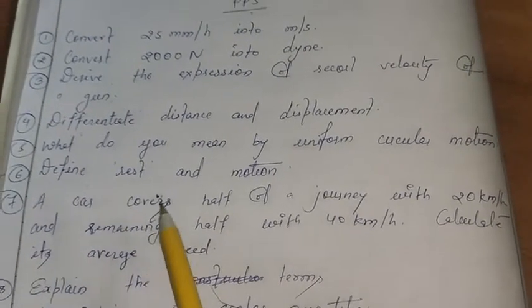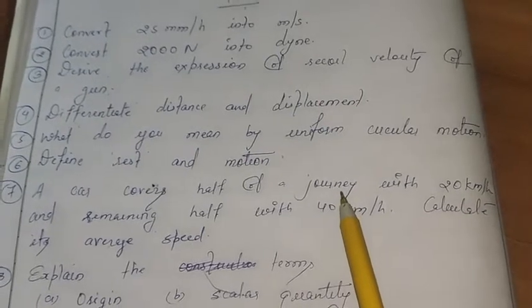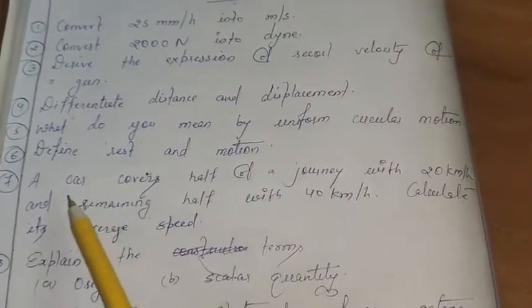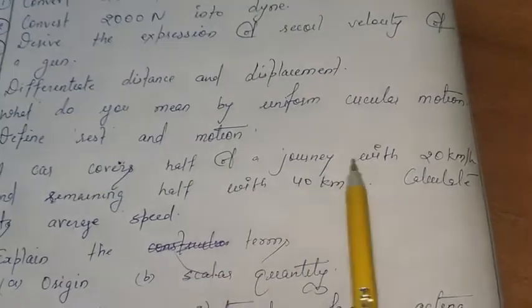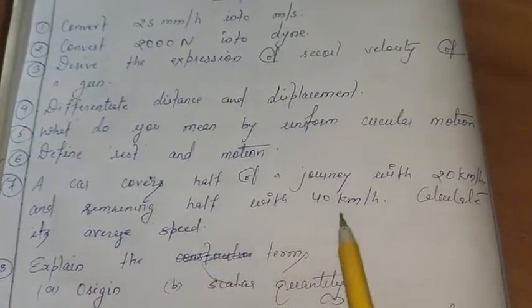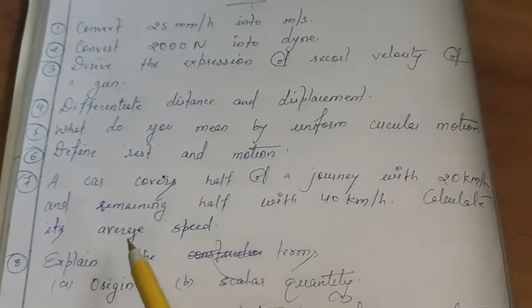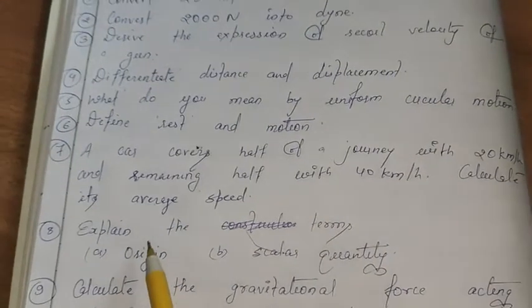A car covers half of a journey. Journey is not given, so you have to select the total distance as x. A car covers half of a journey with 20 km per hour and remaining journey with 40 km per hour. Calculate its average speed.